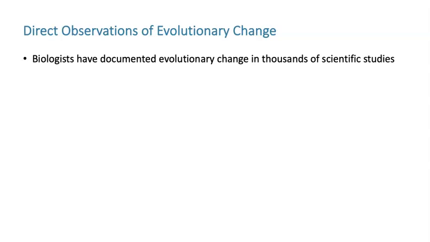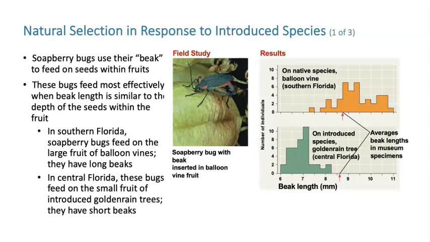And again, yes, we biologists have been able to actually observe evolution in thousands and thousands of scientific studies. I'm just going to give you a couple of them. One of the most interesting ones that your book brings up is the case of the soapberry bug. Soapberry bugs use their beak. It's not really a beak. It's like a piercing, sucking mouth part. It actually sucks on the inside of seeds and fruits.